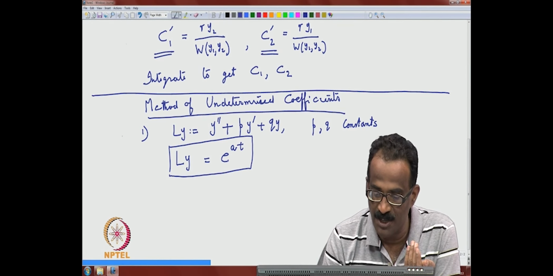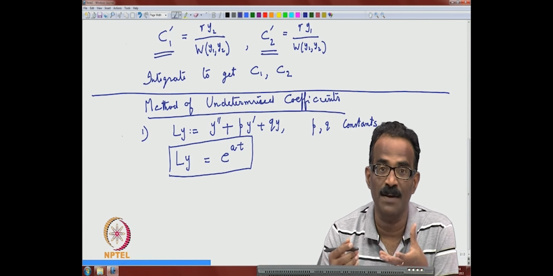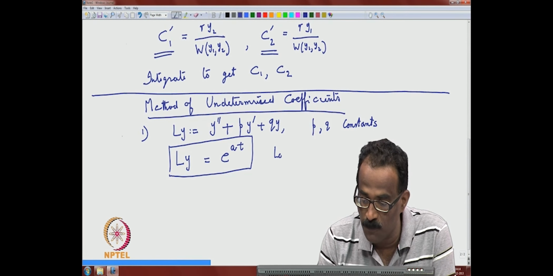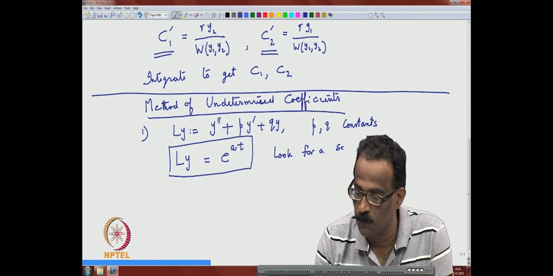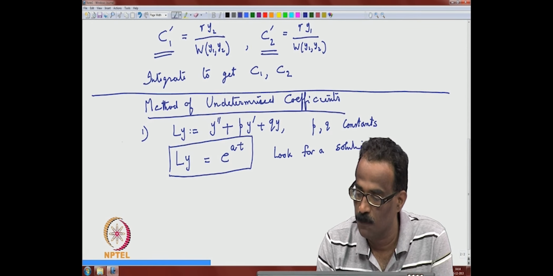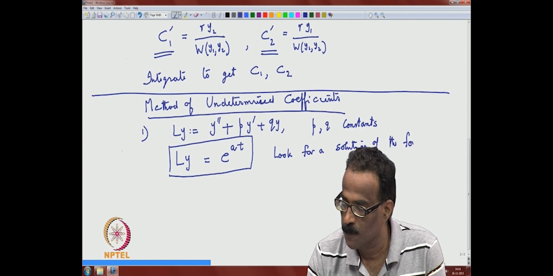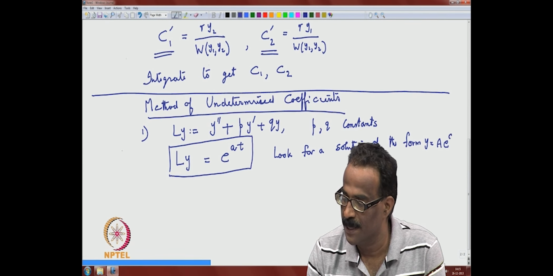But here on the right hand side e power at is available. So, we want it to get cancelled, one of the best motivations to look for a solution of that form. So, look for a solution of the form y is equal to some constant we do not know, A e power at.